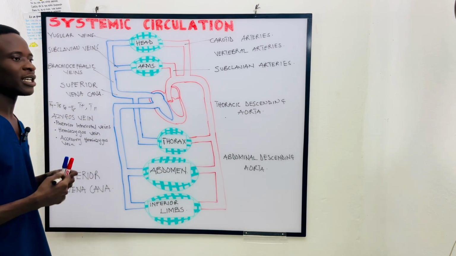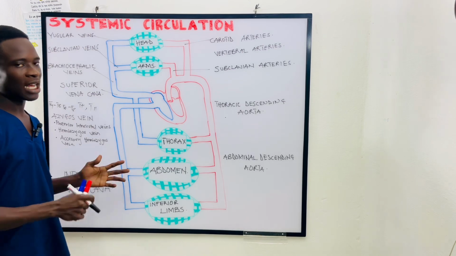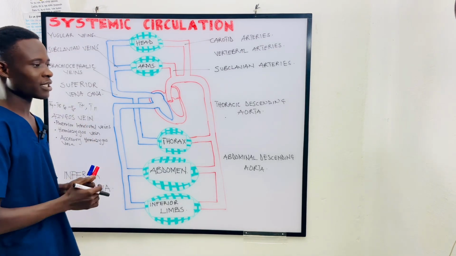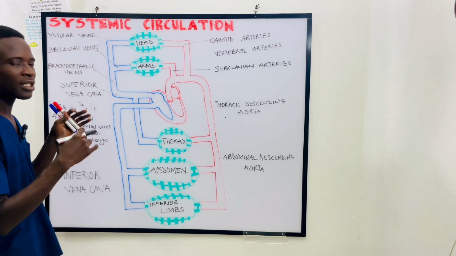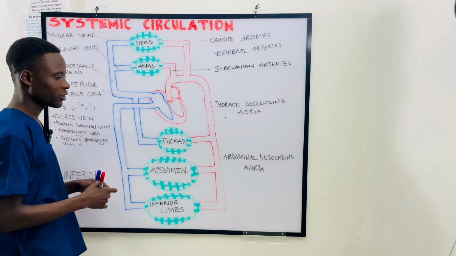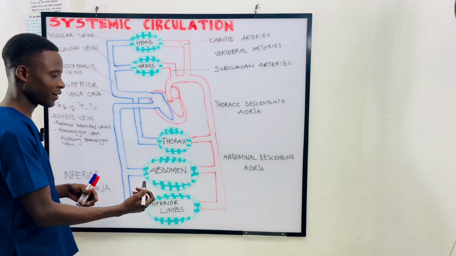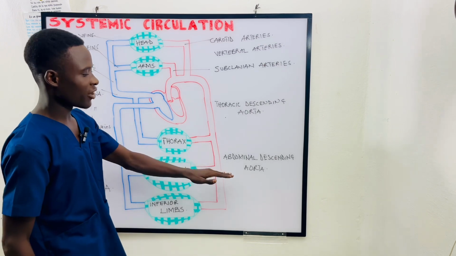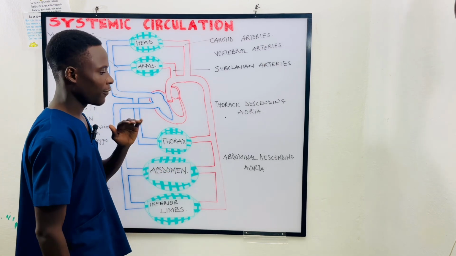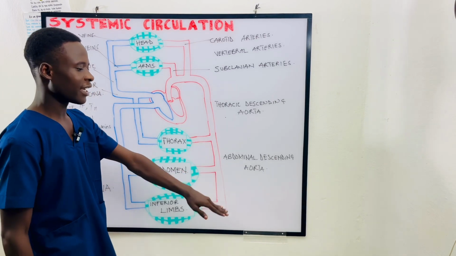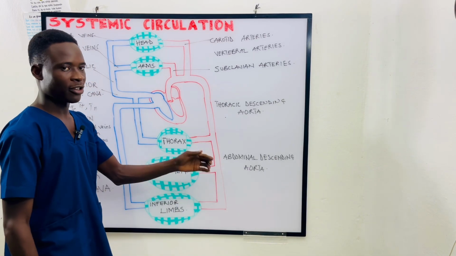We have the left gastric artery, which supplies blood to the stomach. You understand? We have the hepatic artery, which supplies the liver with blood. And we have the splenic artery, which supplies the spleen with blood. Also, in addition, we have the adrenal arteries. We have the renal arteries that supply the kidney. The adrenal supply the adrenal gland.